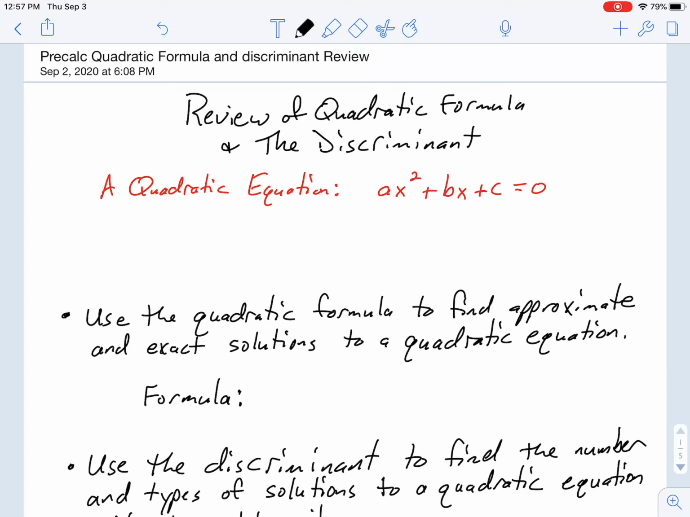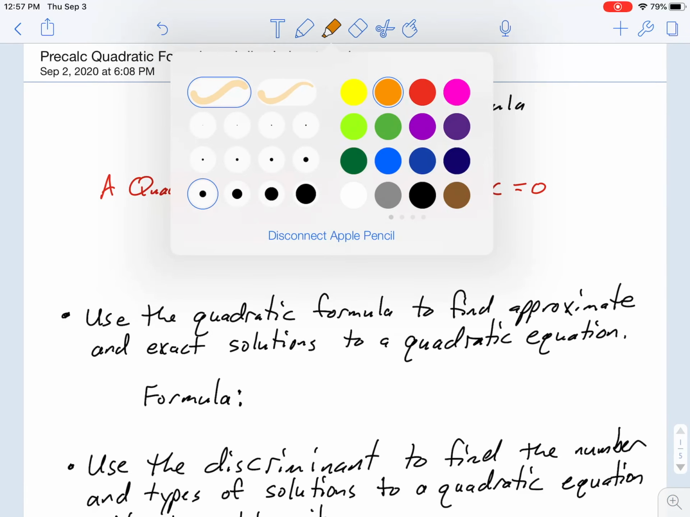Like yesterday, this topic will be a review of something from Algebra 2, so you already should be familiar with it. Of course, it's okay to forget things over the summer, but as far as relearning it goes, it should be a little bit easier than it was the first time around. So, we are reviewing the quadratic formula and the discriminant. Both of these things relate to a quadratic equation.